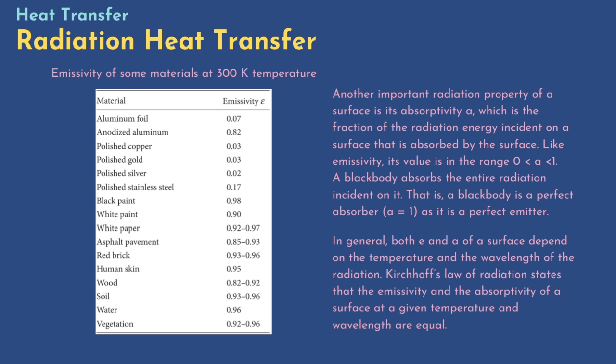A black body is a perfect absorber, with A equal to 1, as it is also a perfect emitter. In general, both emissivity and absorptivity of a surface depend on the temperature and the wavelength of the radiation. Kirchhoff's law of radiation states that the emissivity and the absorptivity of a surface at a given temperature and wavelength are equal.